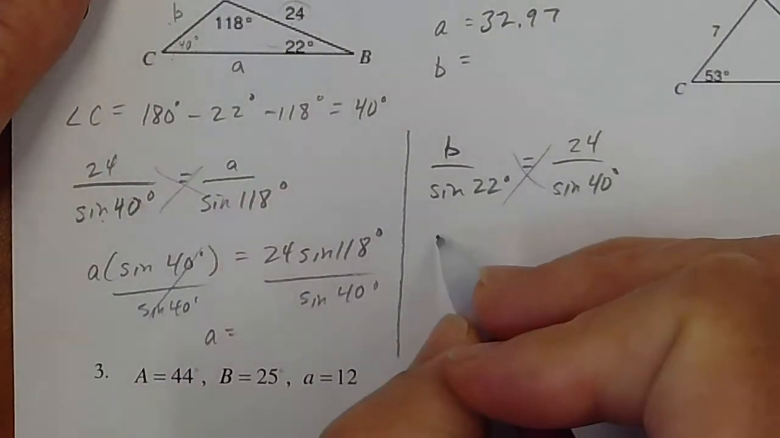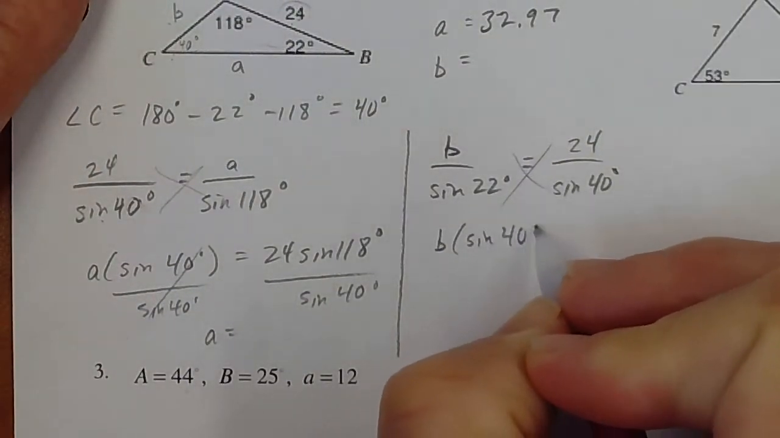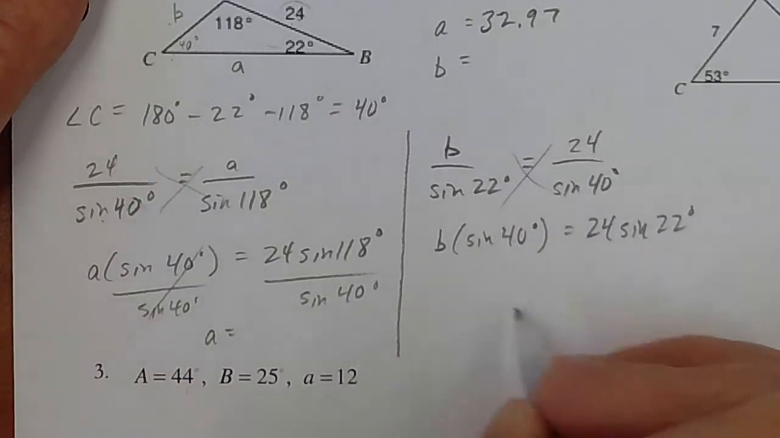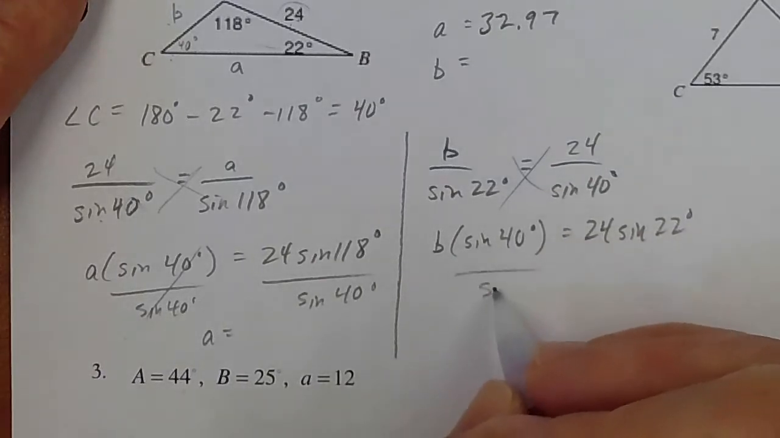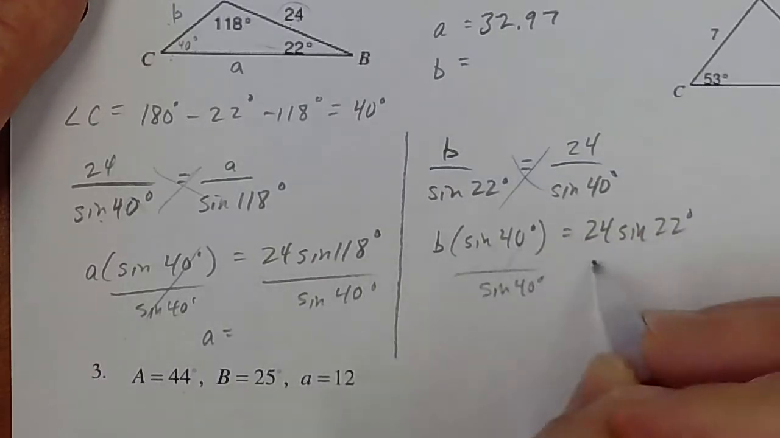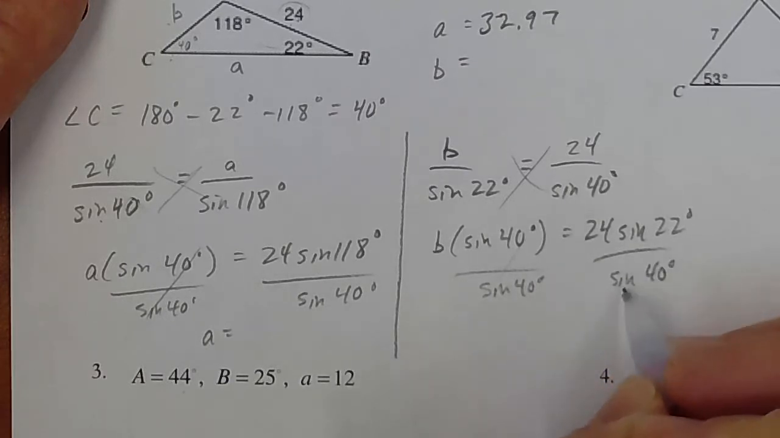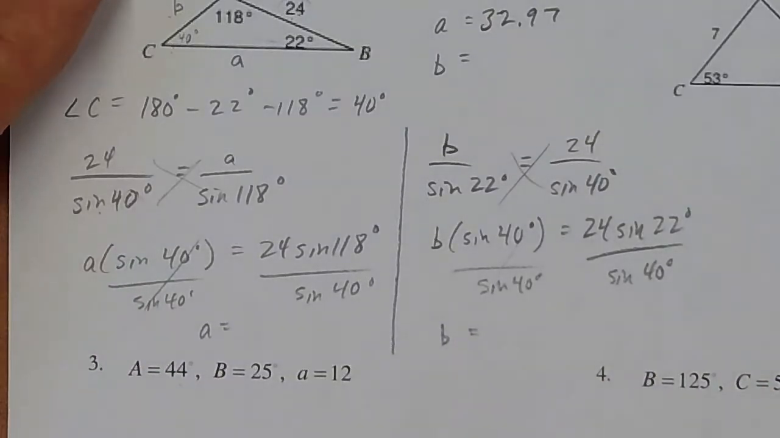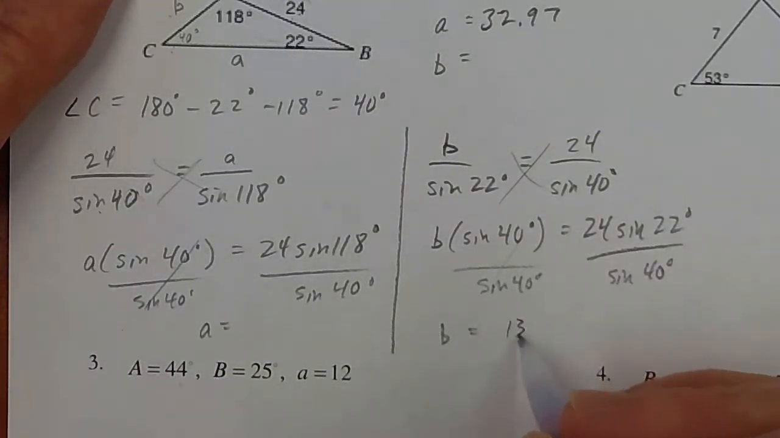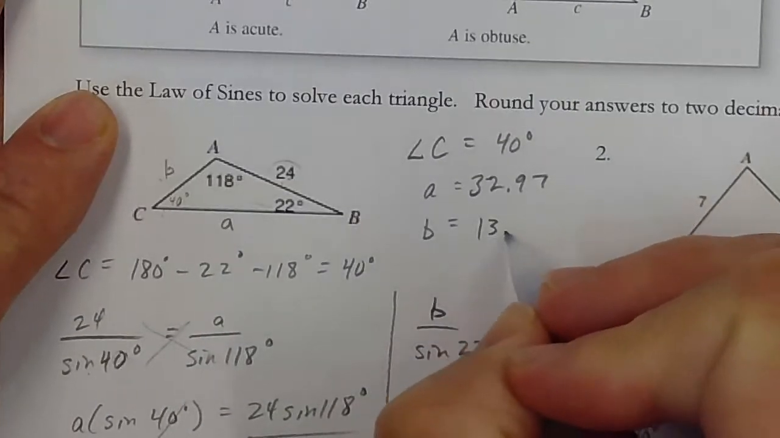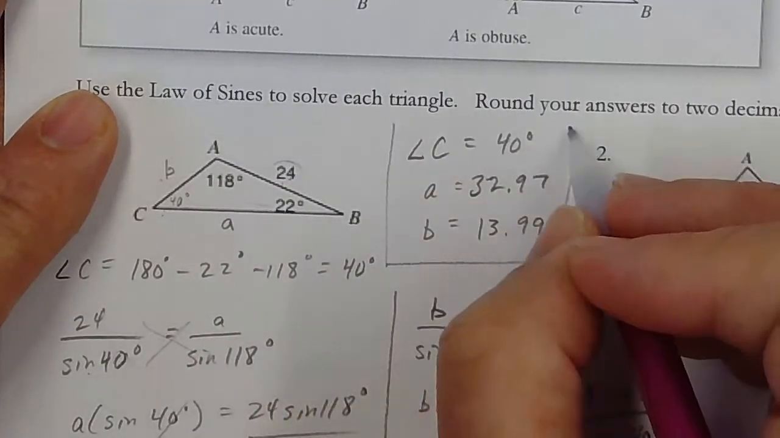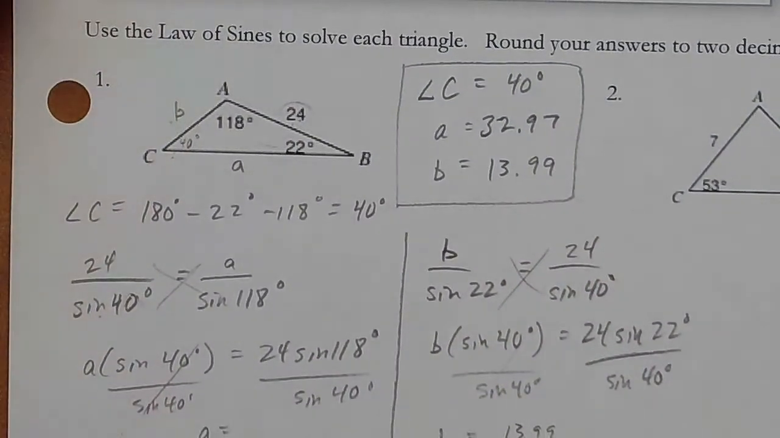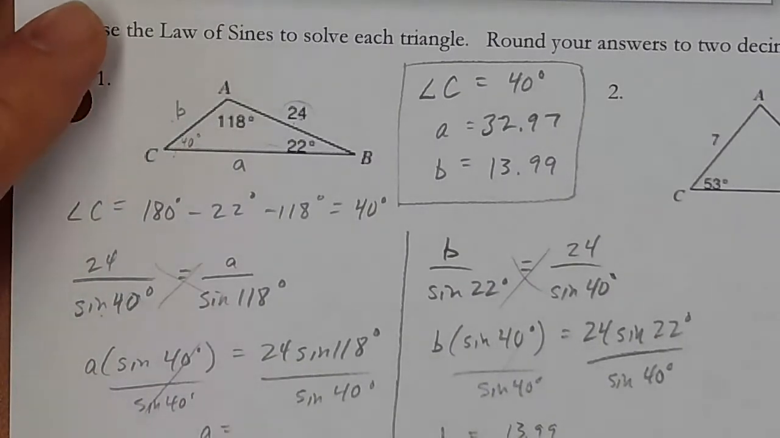Cross multiply to get it out of fraction form. So B times sine 40 equals 24 sine 22. And we divide by sine 40 to finish. All right, and that will give us B. So I have that answer here: 13.99. Okay, so again, solve the triangle means find all the unknowns, and now we have a new method. We can use the law of sines to find these unknowns.